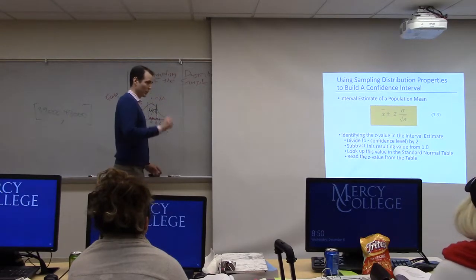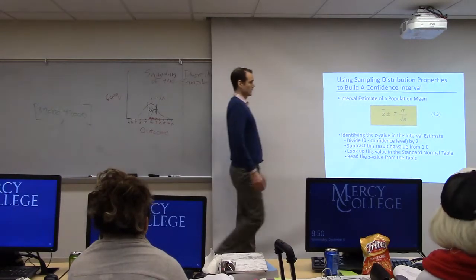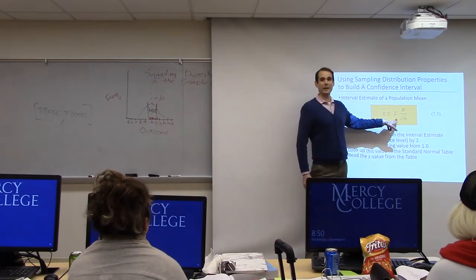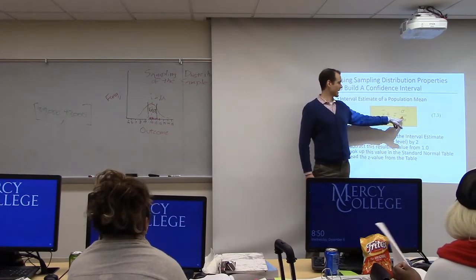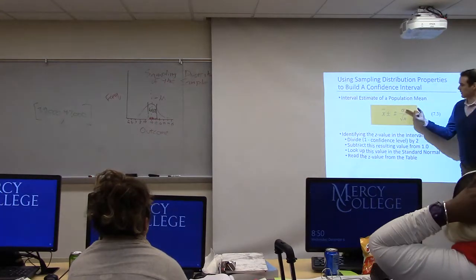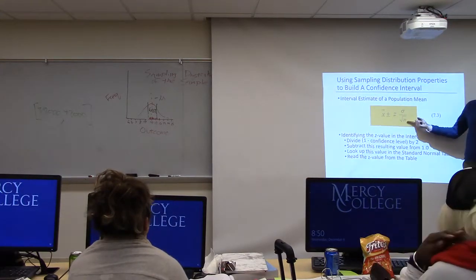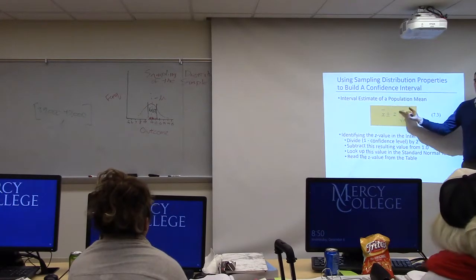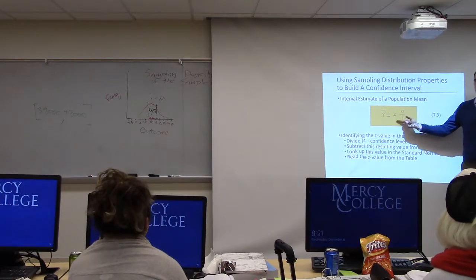Here is our general formula. Sample mean plus or minus whatever we pick for our z value times the standard error. Remember these symbols here? Remember this population standard deviation divided by the square root of the sample size? Have you seen that earlier tonight? What is that?